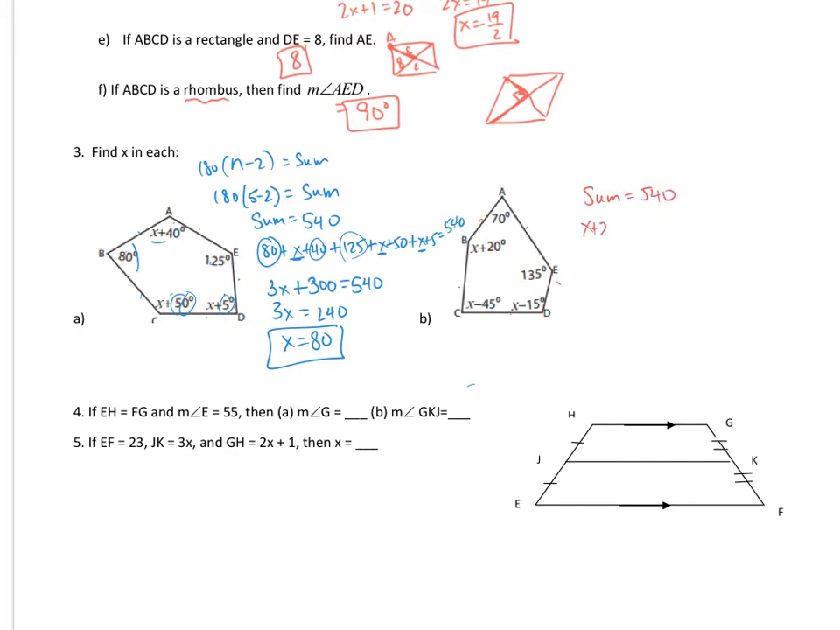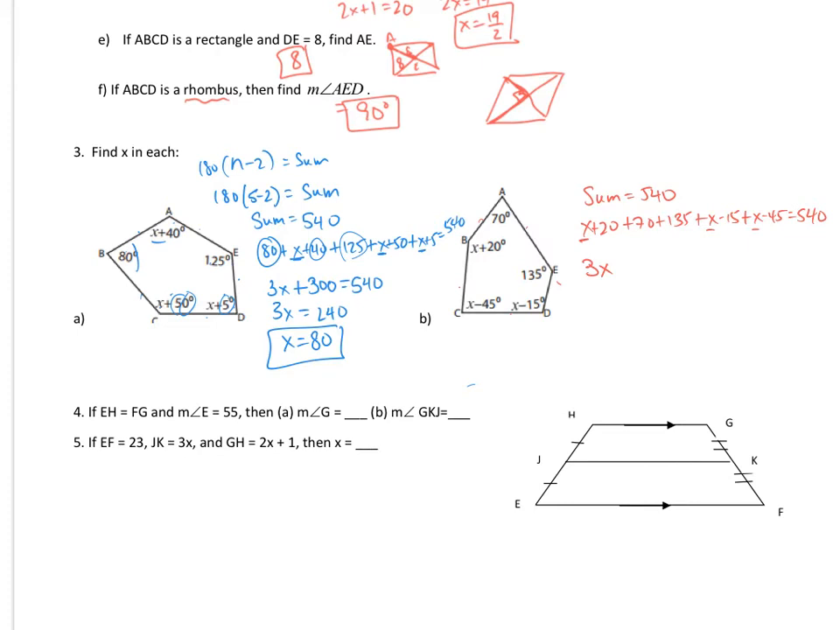So x plus 20 plus the 70 plus the 135 plus the x minus 15 plus the x minus 45. All of this equals 540 again. So we're going to go through and solve for x. So I've got 1, 2, 3 x's again.